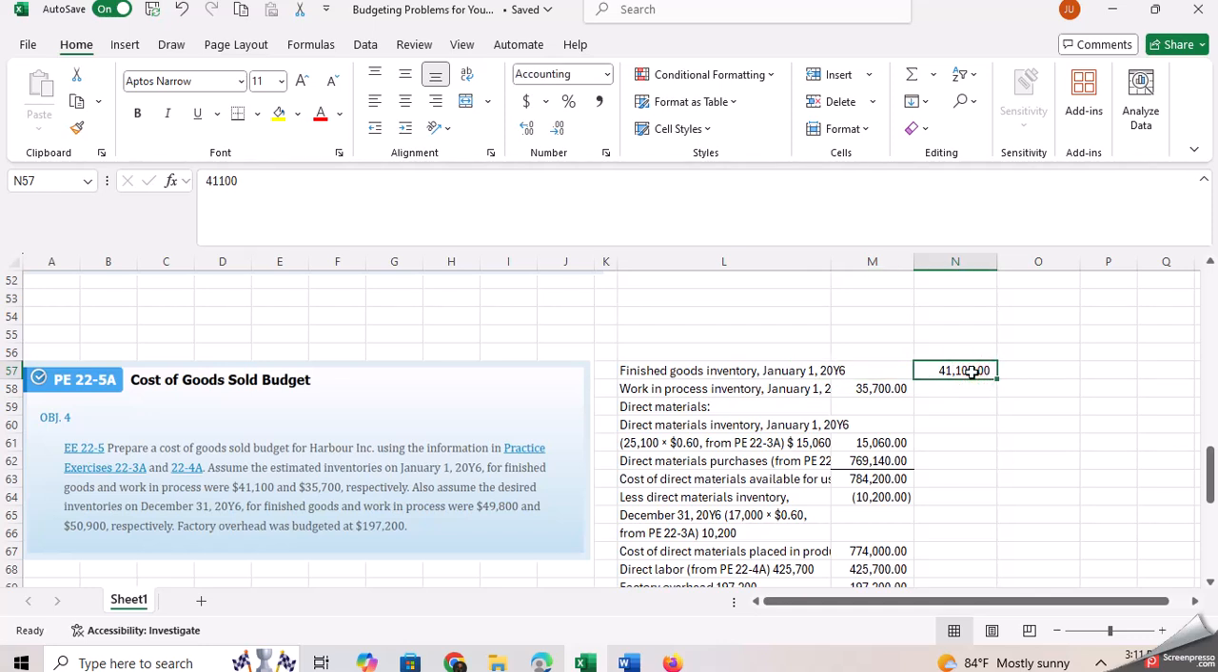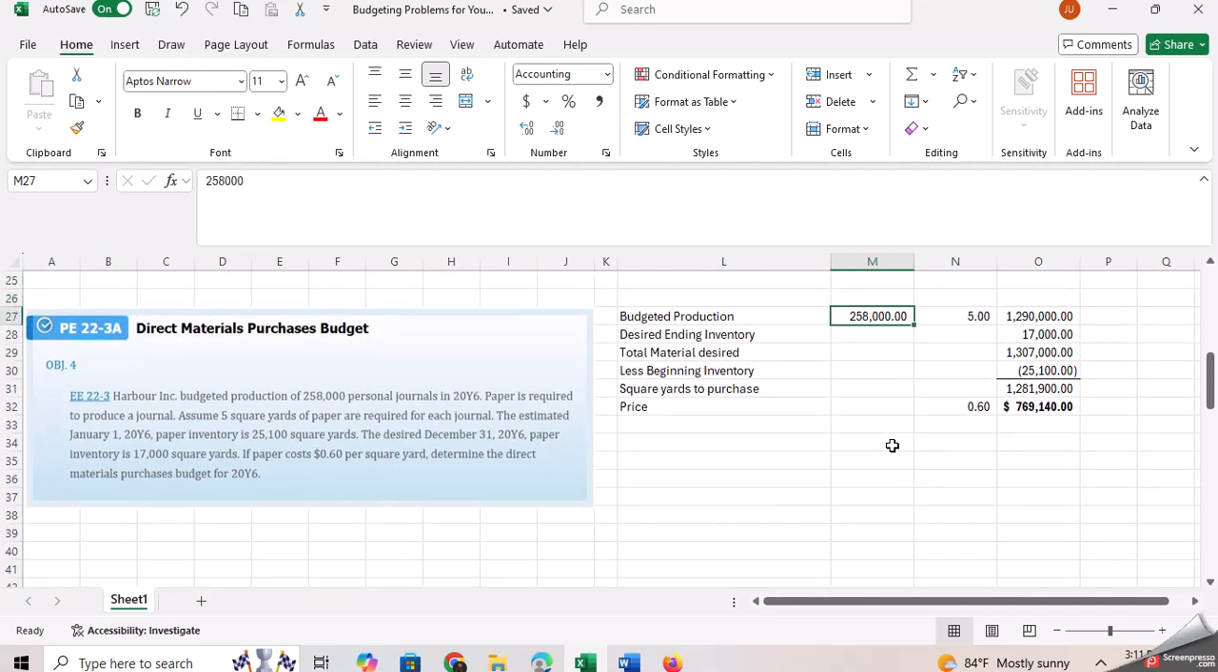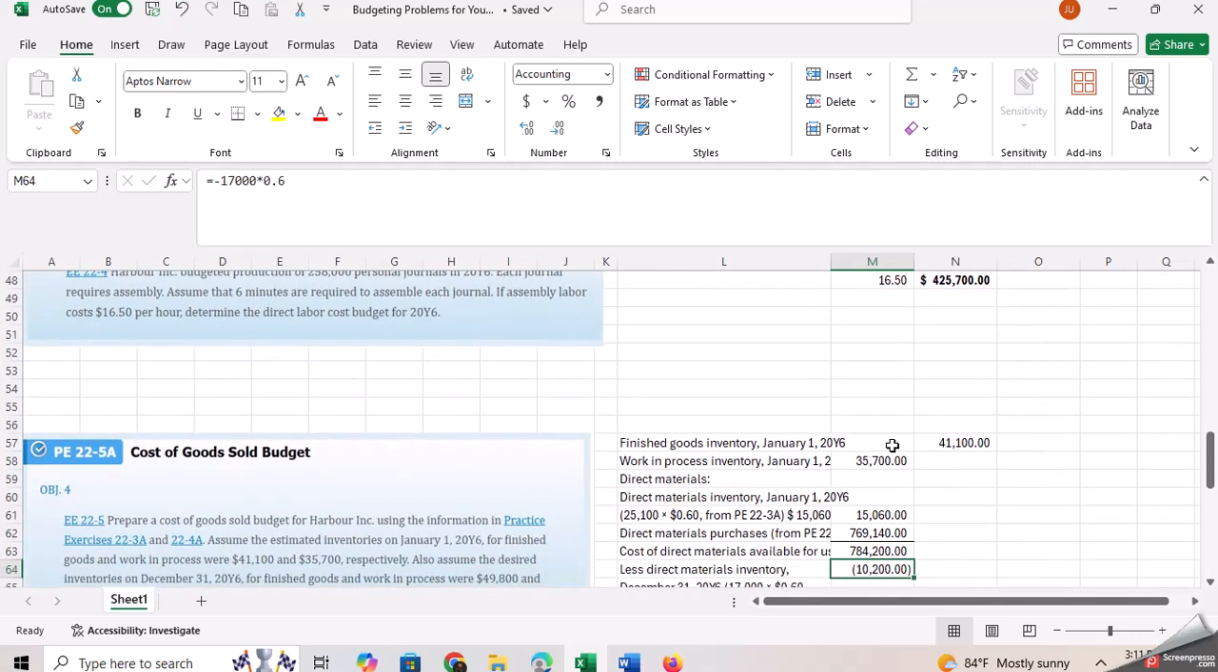And then $35,700 for work in process. So that's that number. So that's where they start. Then these numbers pull up from above. So we had our direct materials beginning inventory. If we go up here, our beginning inventory is right. These are in yards, though, not dollars. So the beginning inventory is in yards, 25,100 yards. Then when we go down, we see that's what is calculated, 25,100 yards at the 60 cents, puts it into dollars.